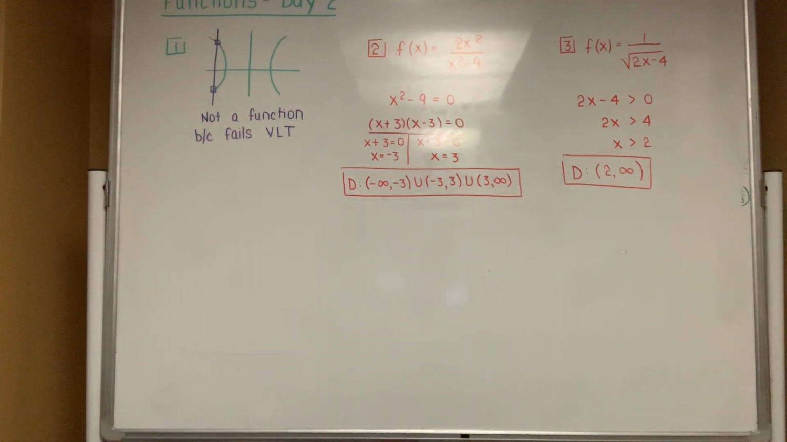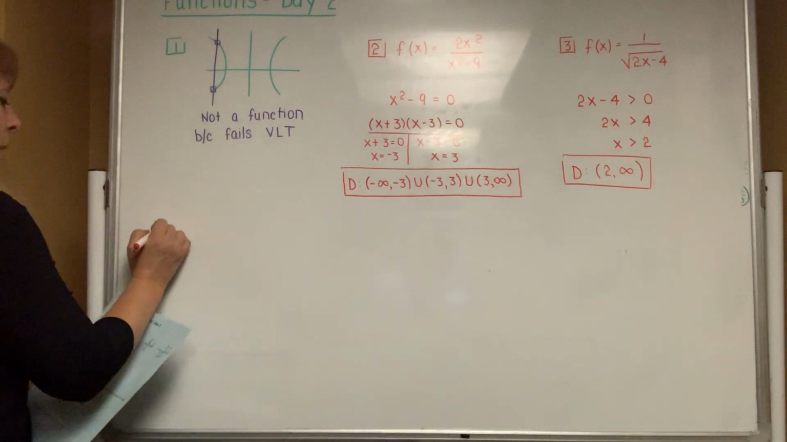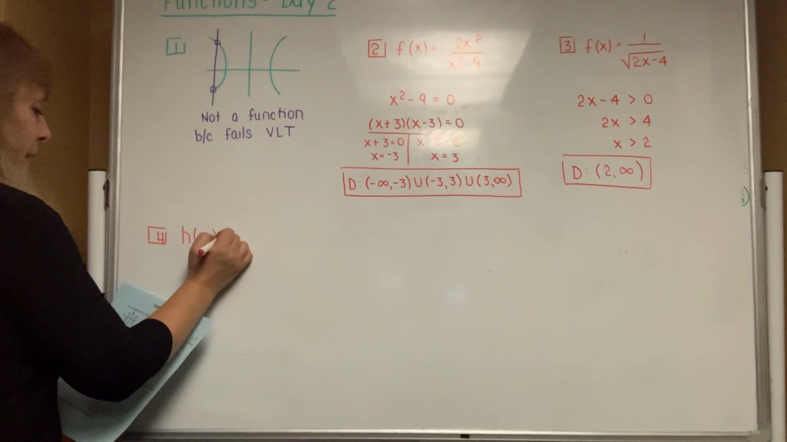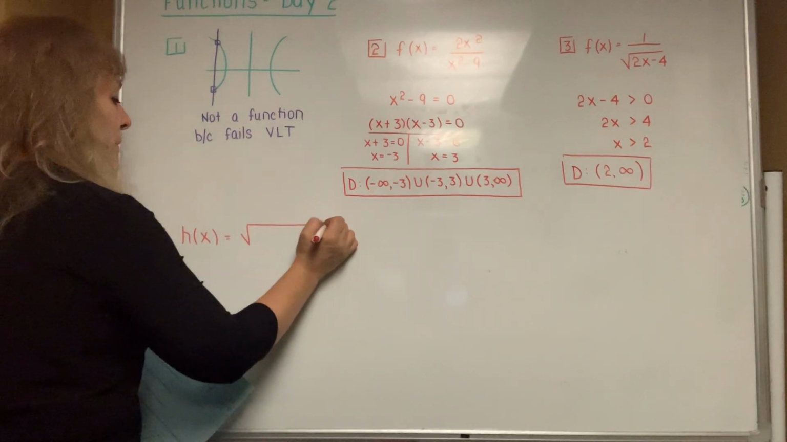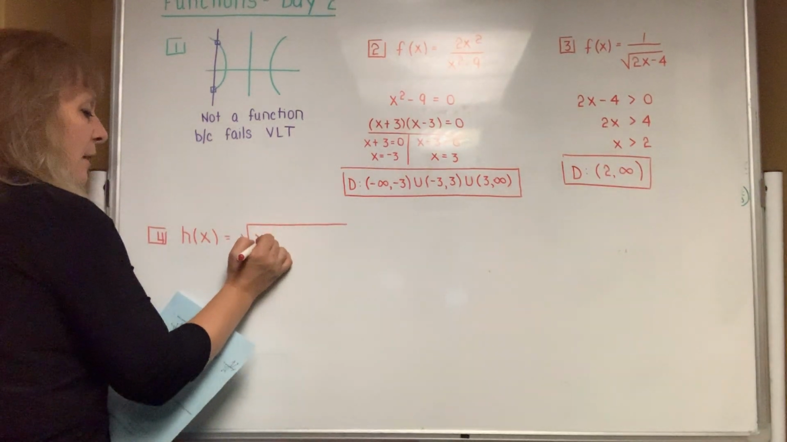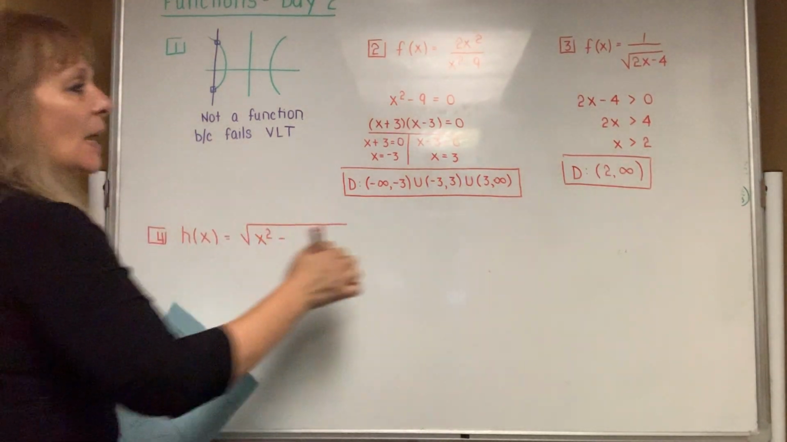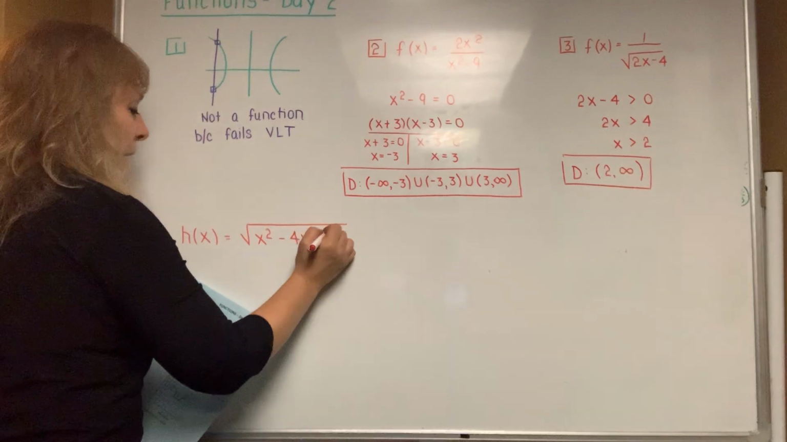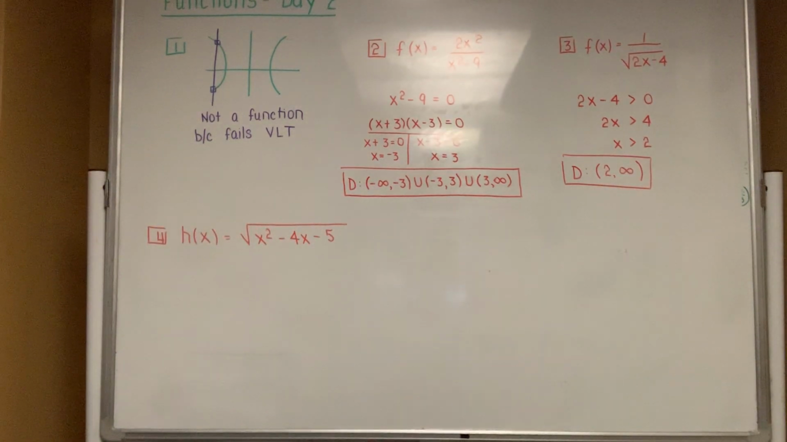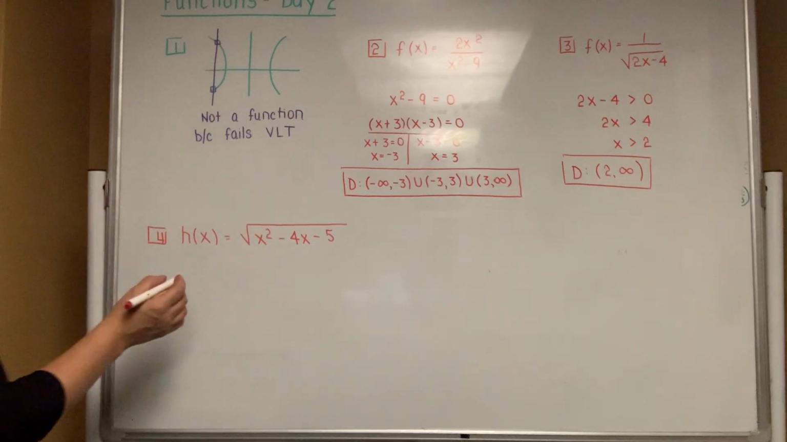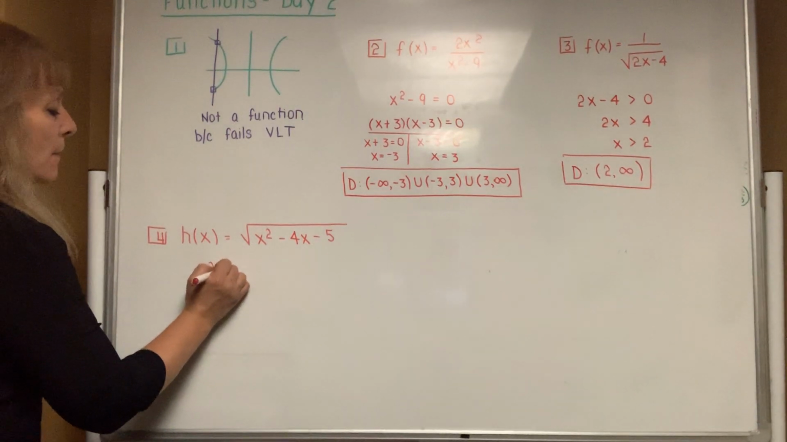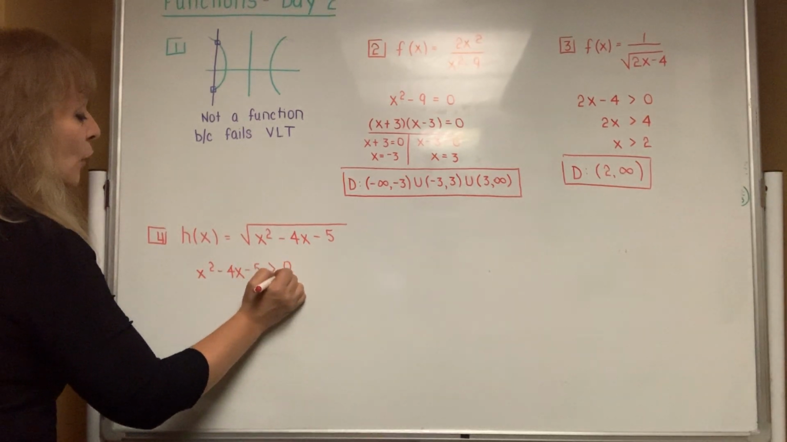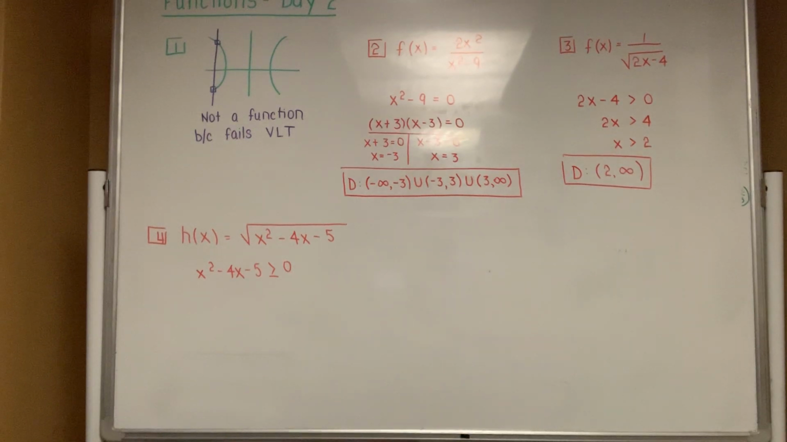Now, question number 4, a little bit more involved. Number 4 gives you the function h of x, and I give you a radical again, and you should know you're not allowed to have a negative number underneath the radical. You could have 0. You just can't have 0 when it's in the denominator. So I want to know what is the domain of this function. The radicand, x squared minus 4x minus 5, has to be positive, and it even could be equal to 0. That is what you're solving.